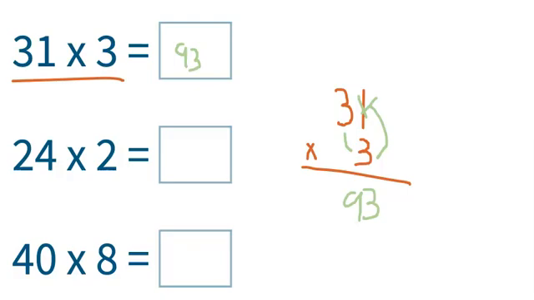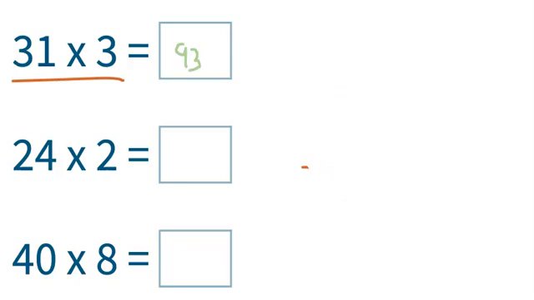Okay, so now we're going to look at our second problem. And that problem is 24 times 2. So remember that we are going to put the higher number on top, and we know that that number is 24. So let's put that here. Okay, and then remember the single digit is always going to go on the bottom because it is the lower number of the two.